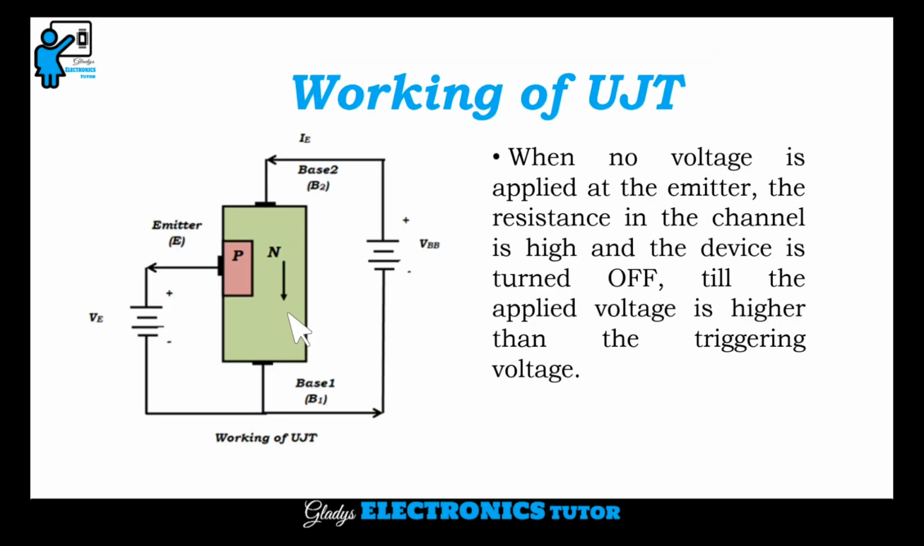Let's see about the working of UJT. This is the emitter voltage and this is the base 1, base 2 voltage. So when no voltage is applied at the emitter, the resistance in the channel is high and the device is turned off till the applied voltage is higher than the triggering voltage.